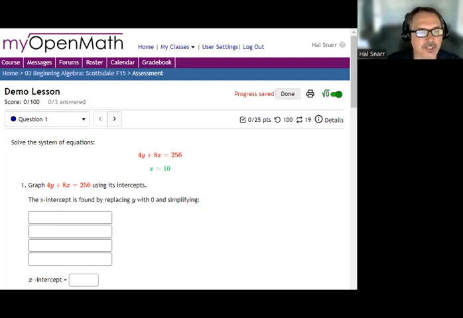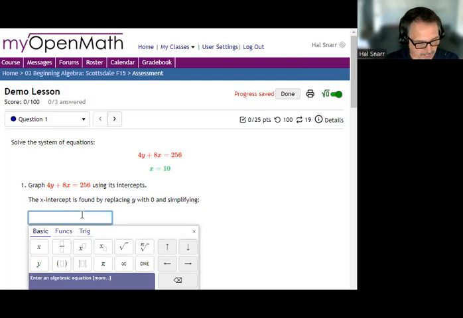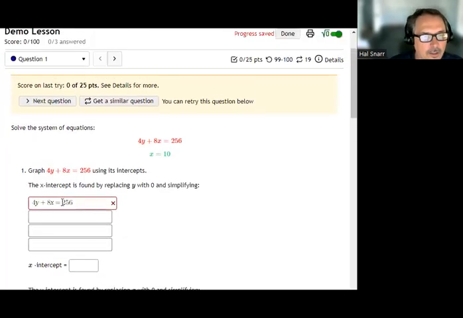And so the x-intercept is the value of x when the height of the line is 0, when y equals 0. So what I tell students to do is just type the red equation, 4y plus 8x equal to 256. Now, when I hit enter, it marks it wrong.